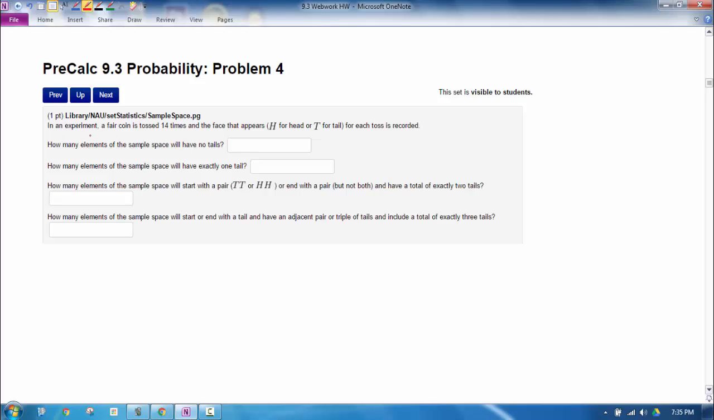Okay, the next problem says in an experiment, a fair coin is tossed 14 times, and we can get heads or tails. How many elements in the sample space will have no tails? Well, that's only 1. All heads. There's only one way that can happen.